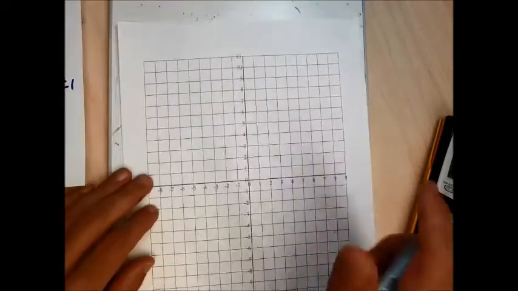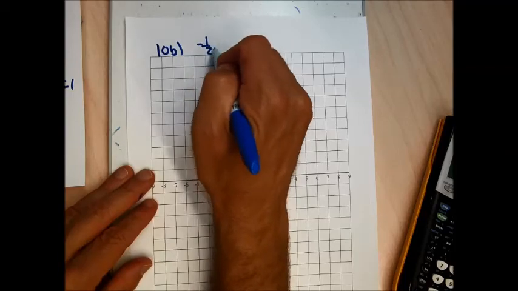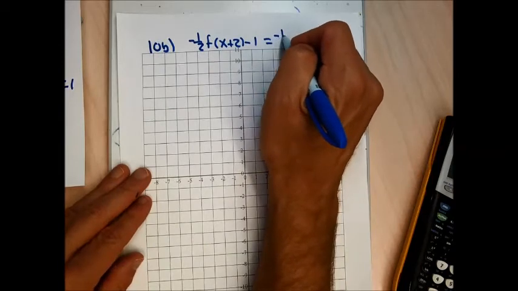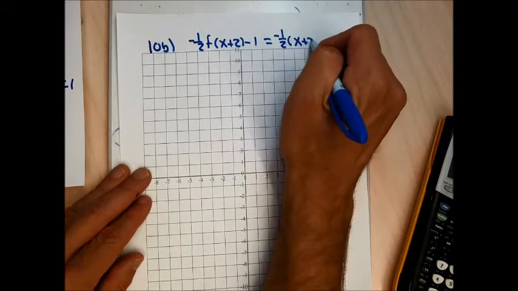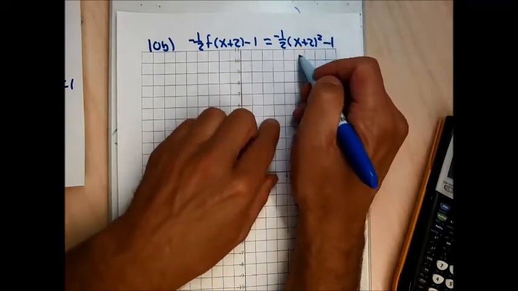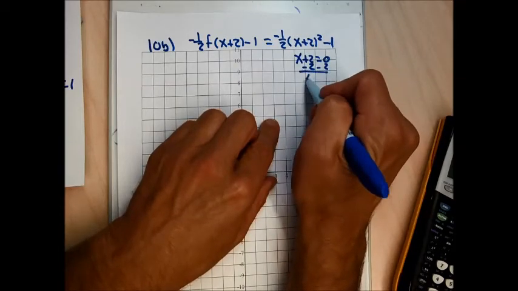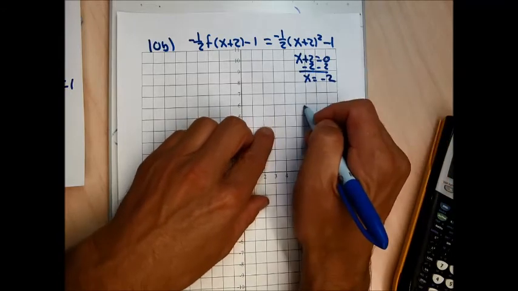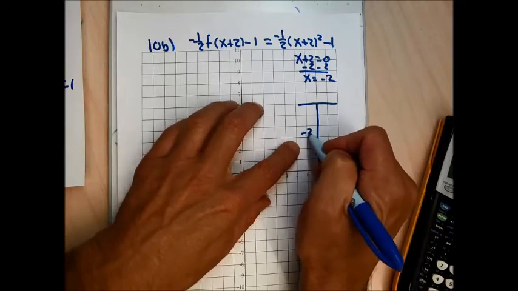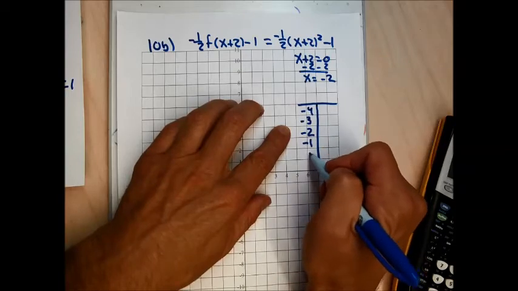So in part 10b, I'm working with the function negative 1/2 times f of x plus 2 minus 1, which is negative 1/2 times x plus 2 squared minus 1. To get my table started, I take the inside of the parentheses, set it equal to 0, and I get x equal to negative 2. That's the number I'm going to put right smack dab in the middle of my x column. So in the middle of my x column, I'm going to put negative 2, and then I'm going to do negative 3, negative 4, negative 1, 0.